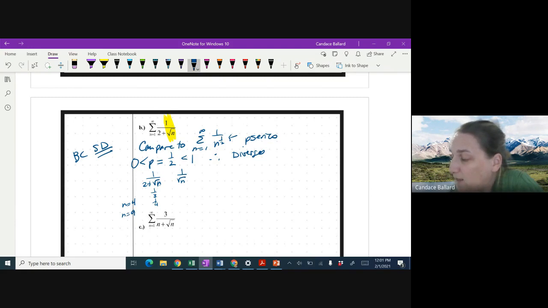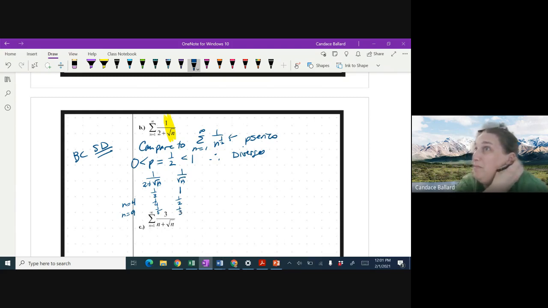The square root of 9 is 3, plus 2 is 5, so it's 1/5. Okay. So I'm going to do the same thing over here. I'm going to put in a 1. Square root of 1 is 1. I'm going to put in a 4. Square root of 4 is 2. I'm going to put in 9. Square root of 9 is 3.